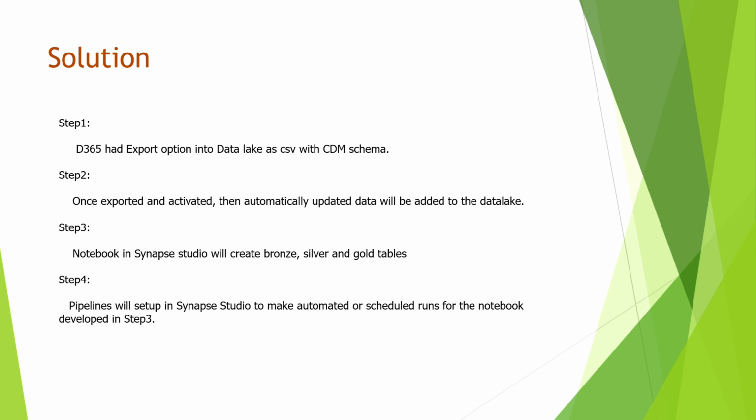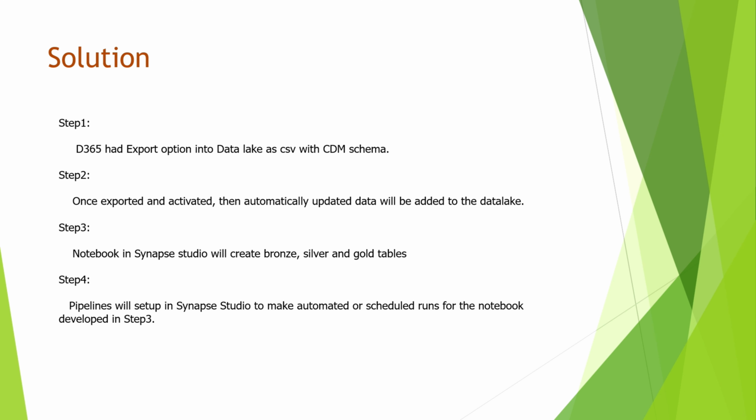Our solution contains 4 steps. Step one exports the Dynamics 365 data into the data lake in CSV format with the CDM schema. In the Dynamics 365 portal we have data modules that support export options, and we need to configure that export to the data lake we want. Once it is activated and added to the data lake, it keeps exporting the updated data in CSV format, and the schema is there.